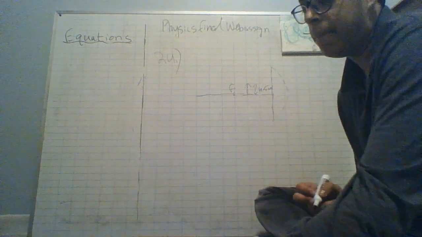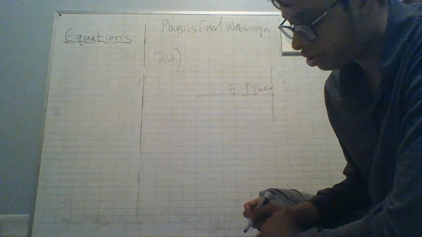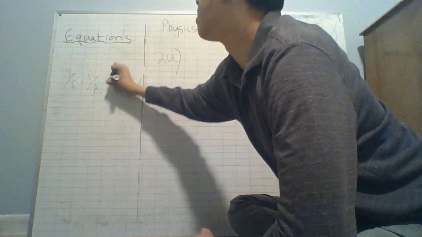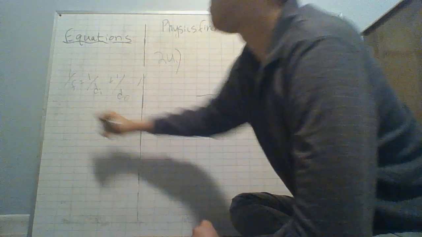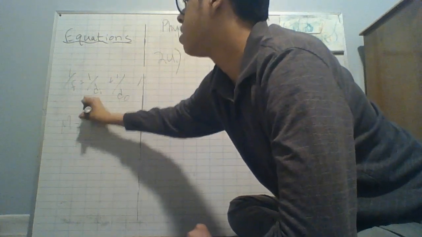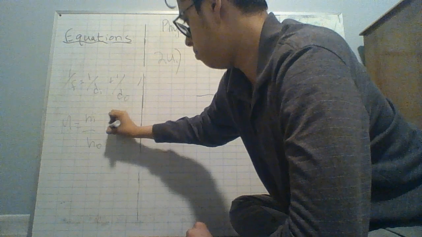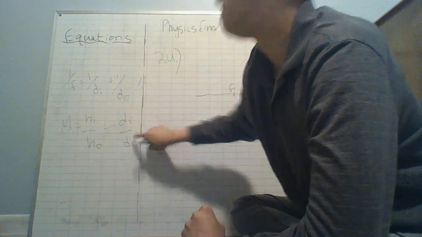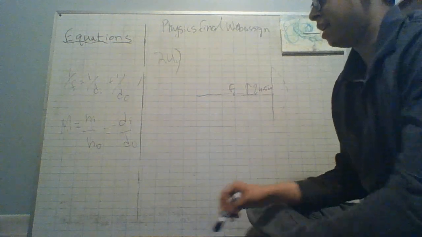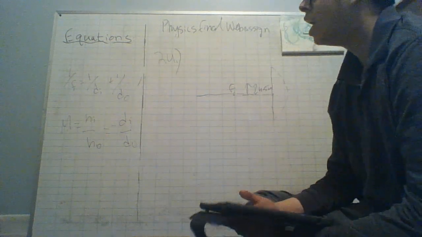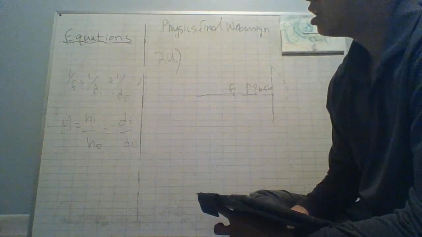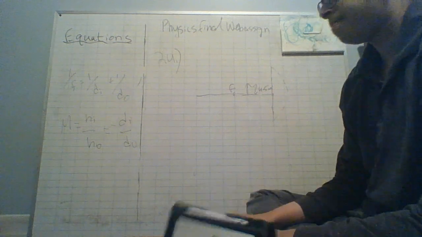Now we're going to use the mirror and magnification equations for this question. The mirror equation is 1 over f is equal to 1 over di plus 1 over do. The magnification equation is m is equal to hi over ho is equal to negative di over do. Now di stands for image distance, do stands for object distance, and similarly hi stands for image height, ho stands for object height.